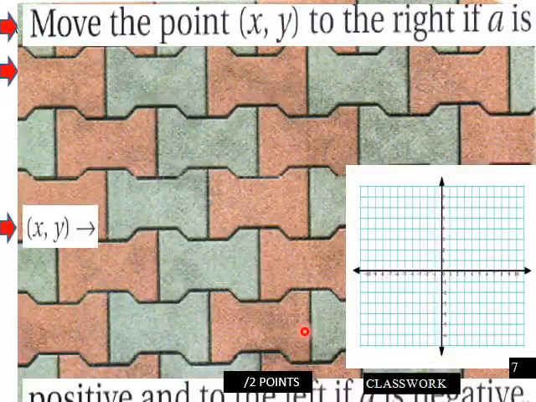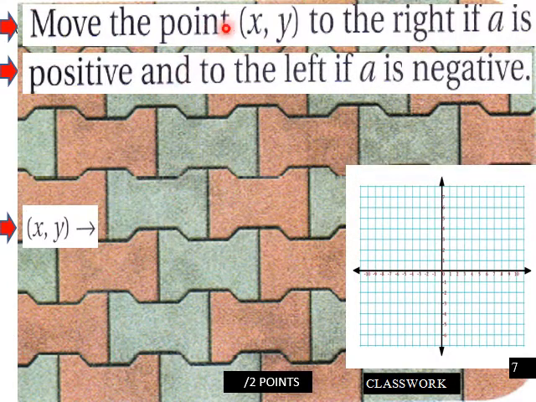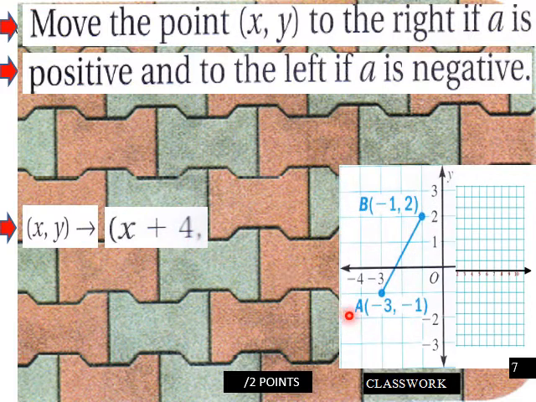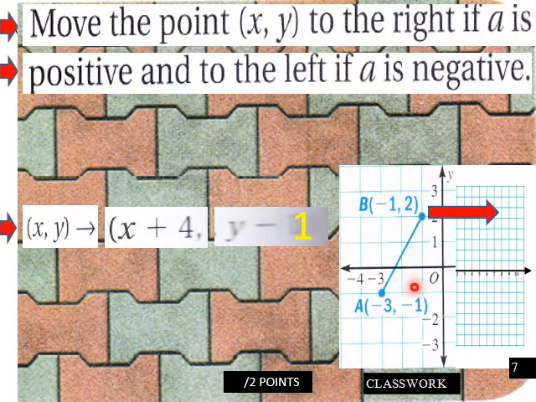So what do we do with that? Well, move the point xy to the right if a is positive, and to the left if a is negative. In this situation a is positive, so x is going to move to the right. So what do we do here? This moves to the right here. We have a line here, -1, 2, then -3, -1. This is point B and point A.